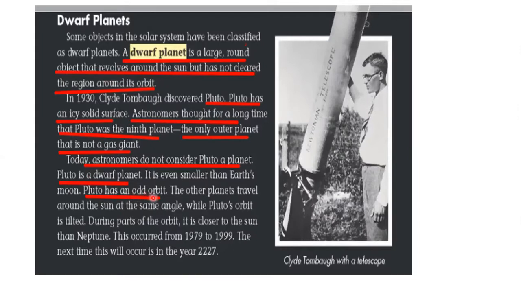Pluto has an odd orbit. The other planets travel around the Sun at the same angle, while Pluto's orbit is tilted. During parts of the orbit, it's closer to the Sun than Neptune. This occurred from 1979 to 1999. The next time this will occur is in the year 2227. This is Clyde Tombaugh with his telescope.